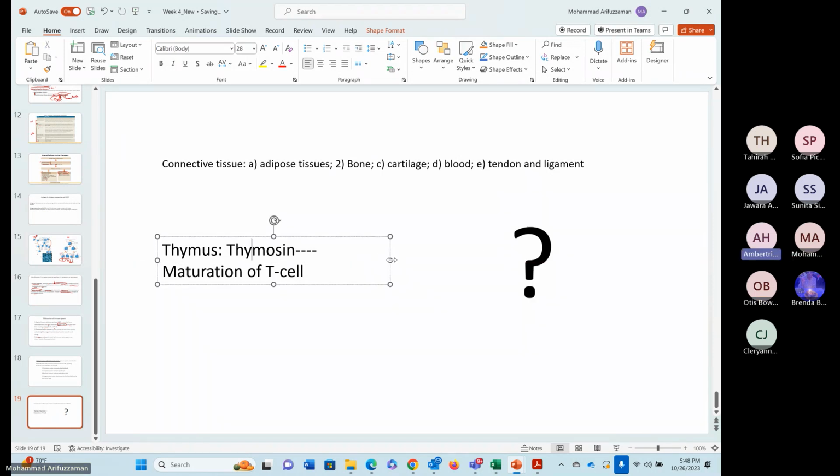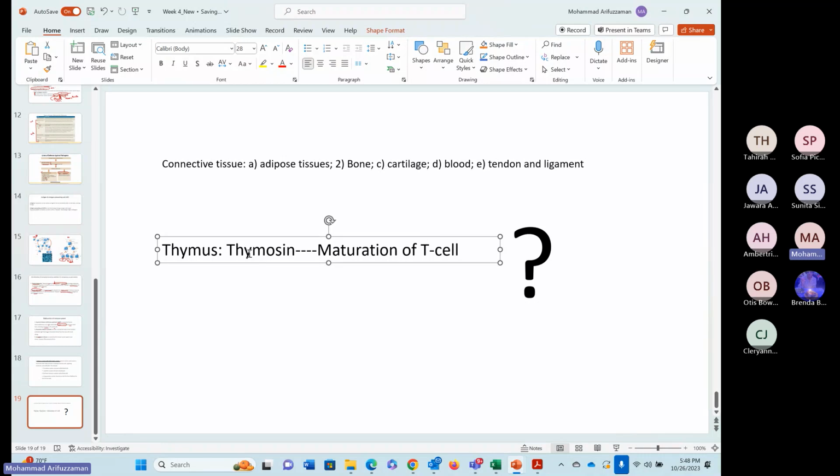So this is a very important question as well. Thymosin is the hormone that helps in the maturation of T cells. The T means thymus-derived lymphocyte. So why is it called T? T means this lymphocyte is derived from the thymus. So we call them T cells or T lymphocytes. Just try to memorize that T means thymus.